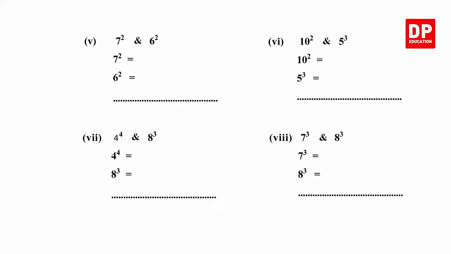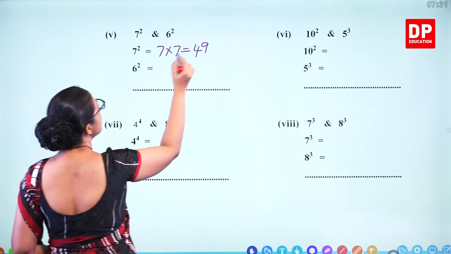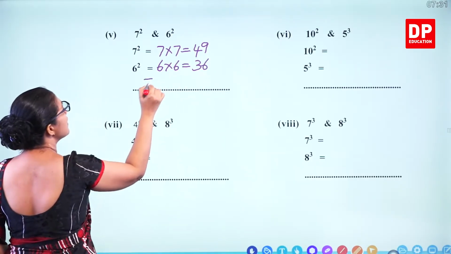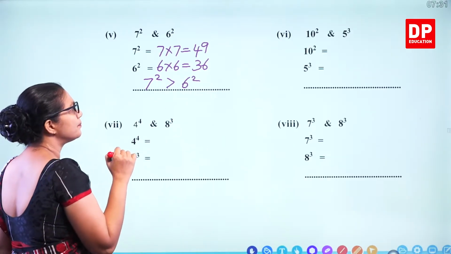7 squared and 6 squared. 7 times 7, 49. 6 times 6, 36. So 49 is bigger. 7 squared is greater than 6 squared.